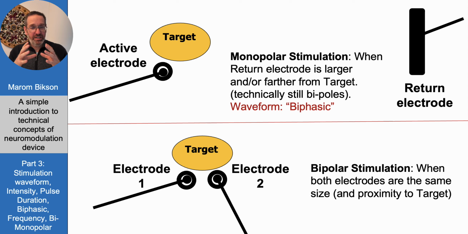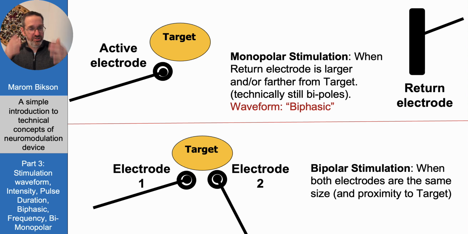When we have an active electrode that is much nearer the target, or perhaps even smaller, or smaller and nearer the target, while the other electrode is farther away and larger, we will call that monopolar stimulation. Contrast that with bipolar stimulation, where the two electrodes are roughly the same size and roughly the same distance from the target. So in the bottom case, electrode 1 and 2 are kind of mirror images of one another. That electrode configuration will be called bipolar.